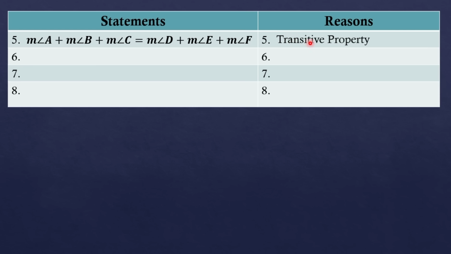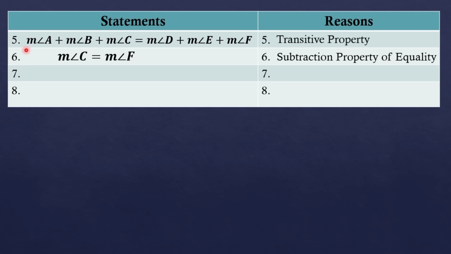That is by transitive property. Kasi nga po, ito equal to 180, ito rin equals to 180. Ibig sabihin, these two sets of triangles are also equal. Okay? So, next. The measure of angle C is equal to the measure of angle F. So, this is by subtraction property of equality.